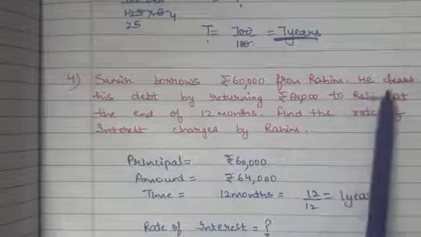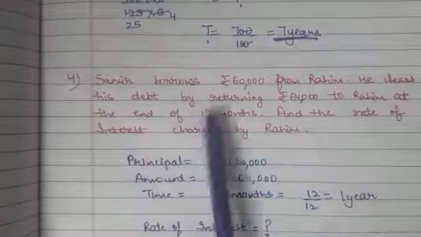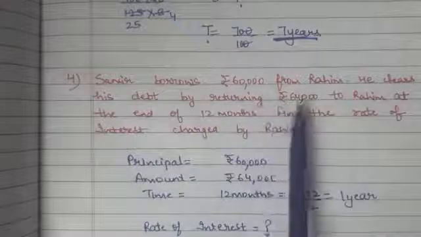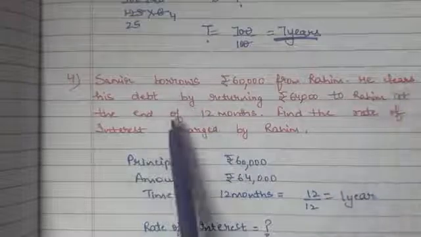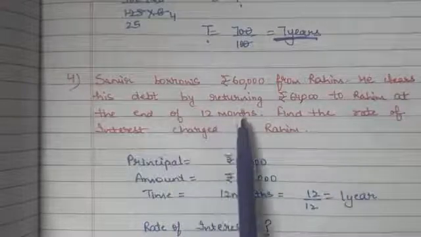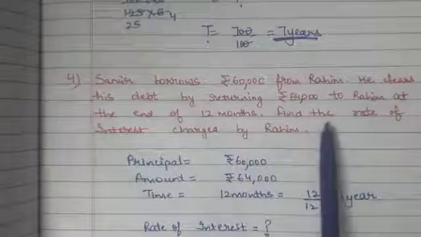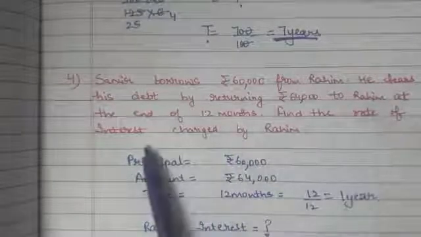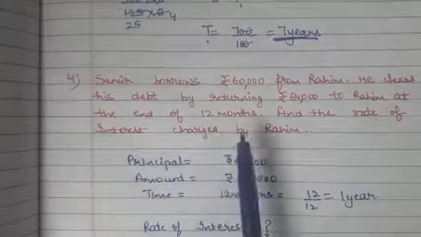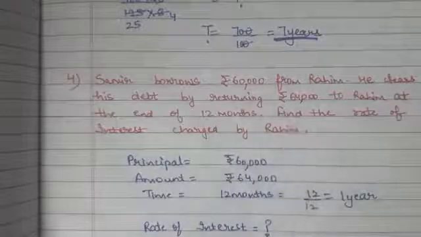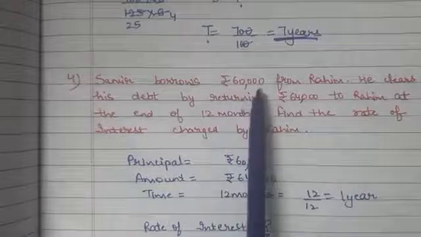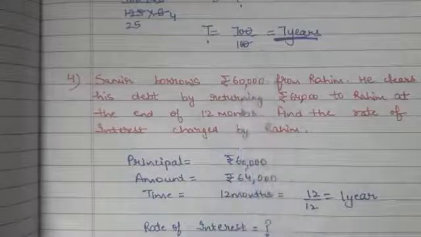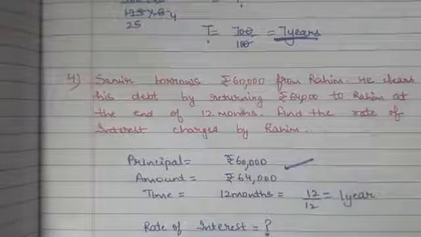He clears his debt by returning 64,000 to Rahim at the end of 12 months. Find the rate of interest charged by Rahim.